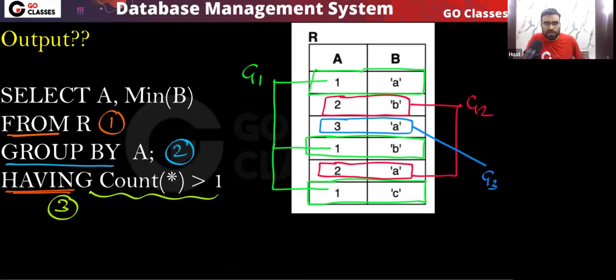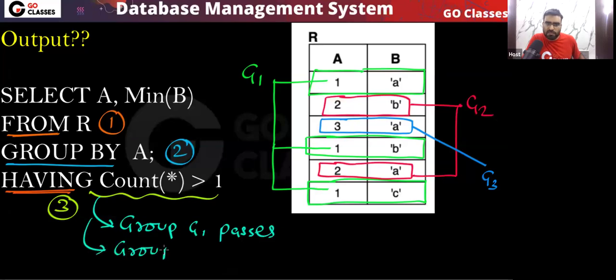So if I apply on G1, will G1 pass this condition? Just focus on G1. What is count star of G1? That is 3. G1 has 3 tuples. Yes or no? Count star of G1 is 3. So this condition, you can see group G1 will pass. Also group G2 will pass. But group G3 will fail.